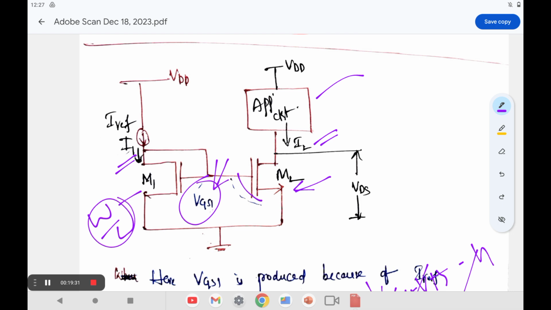So in the next class, with the help of a current mirror circuit, how can we generate a CE configuration? Suppose you are taking the CE configuration, how can you design a CE configuration with the help of a current mirror circuit?